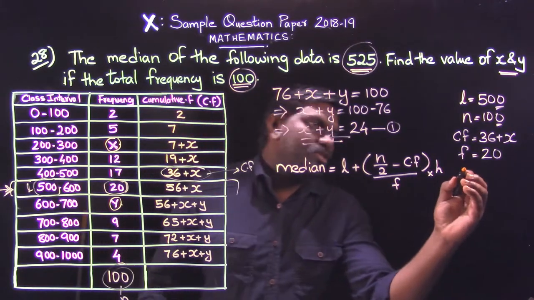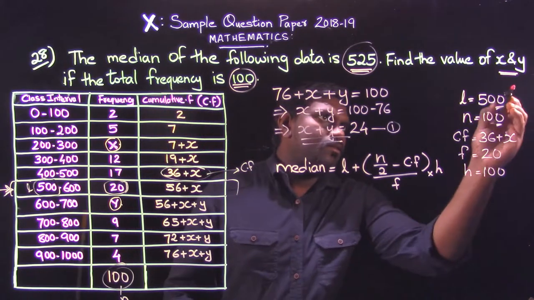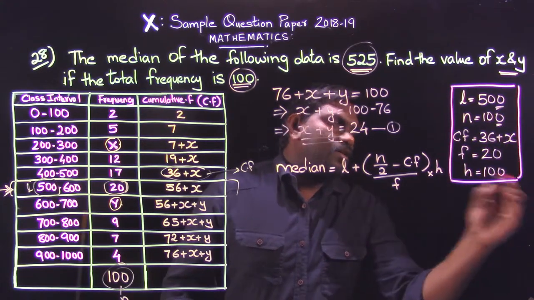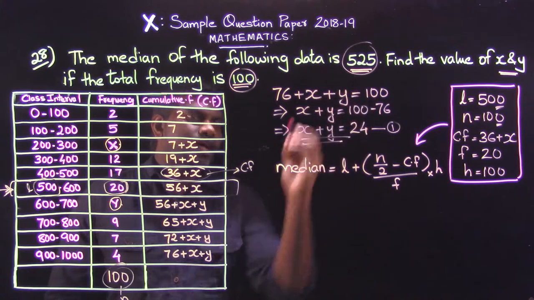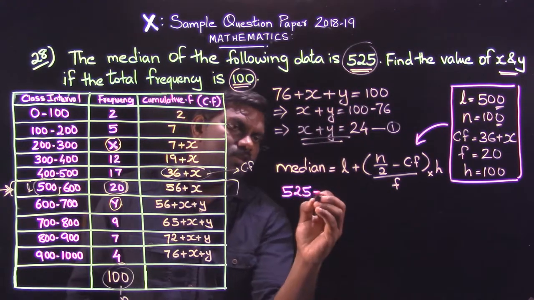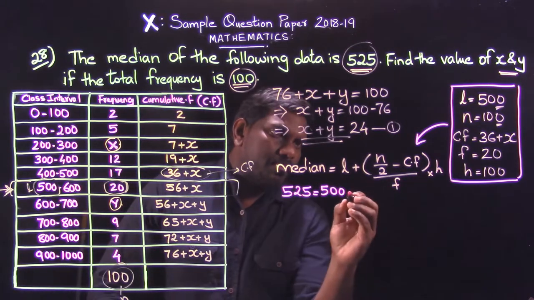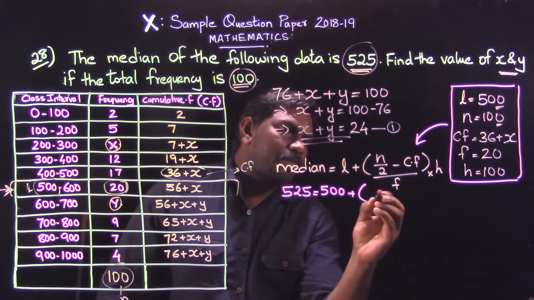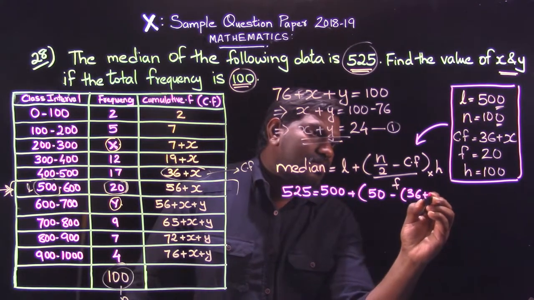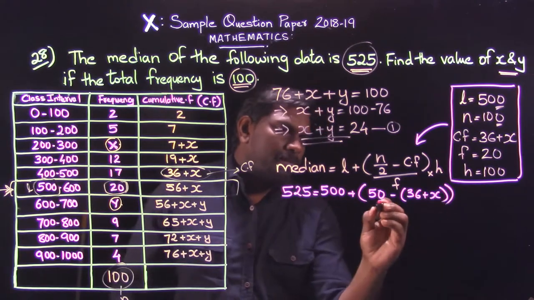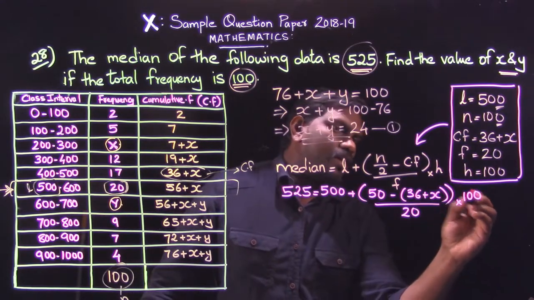And H, obviously, the class interval here is 100. So this is what I have, at the end of the day, to apply these values inside this particular formula. If I apply median, as you know the value is given, which is 525, that is equal to L is 500 here, then plus n by 2 is 100 by 2, which is going to be 50, minus CF is 36 plus x, by your F, 20, into your H, which is 100 here.